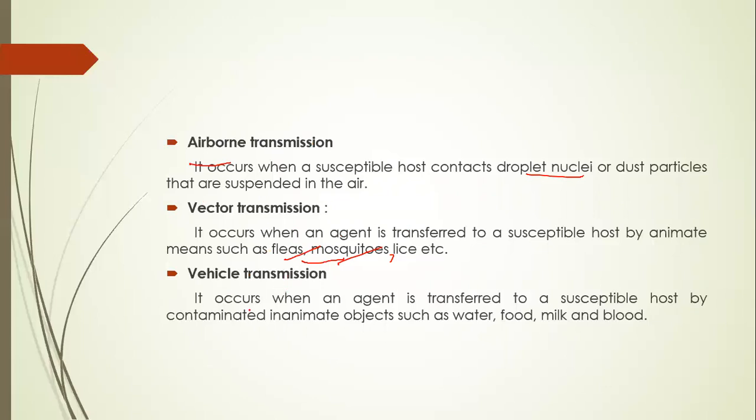Vehicle transmission means it occurs when an agent is transferred to a susceptible host by contaminated inanimate objects such as water, food, milk or blood. Okay, so inanimate means non-living things; infectious materials can be transferred through them too.